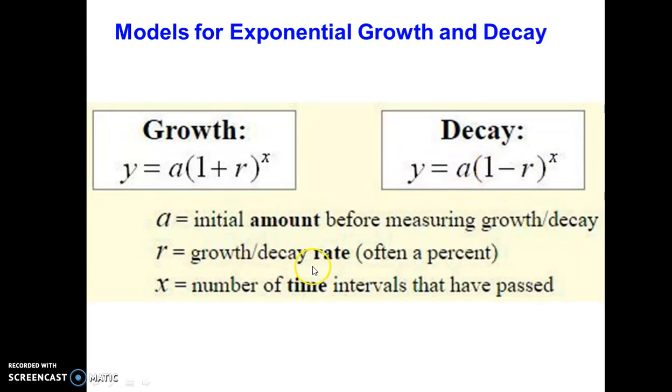So r is called the growth or decay rate. It's often given as a percent. So r is your rate of growth or decay, and x is usually the number of time intervals for these kinds of relationships. Please definitely add this to your notebook. We'll be using these models to solve all kinds of problems.